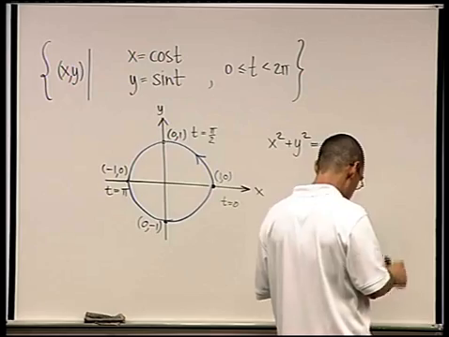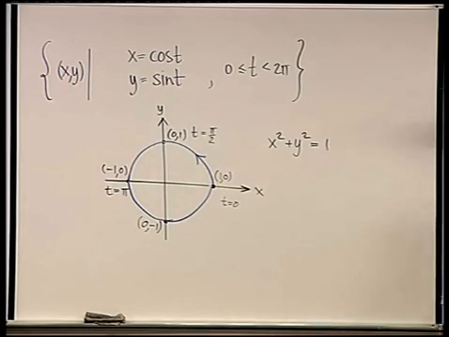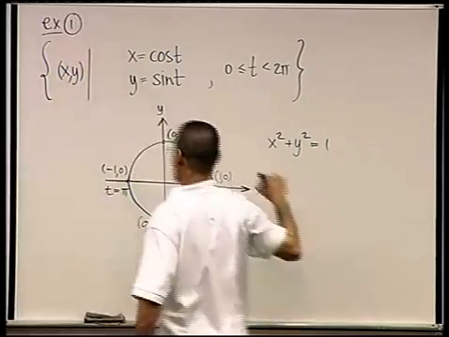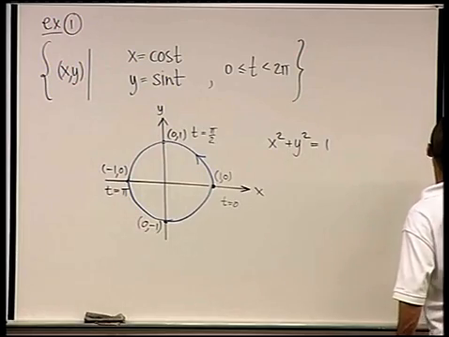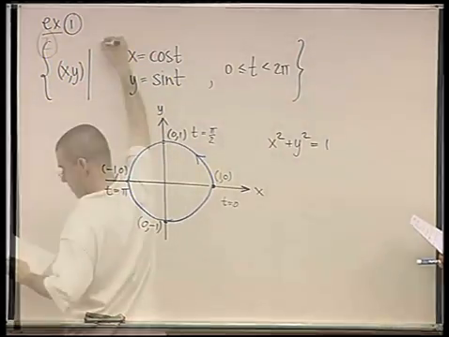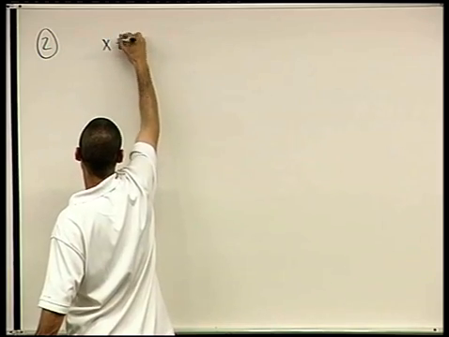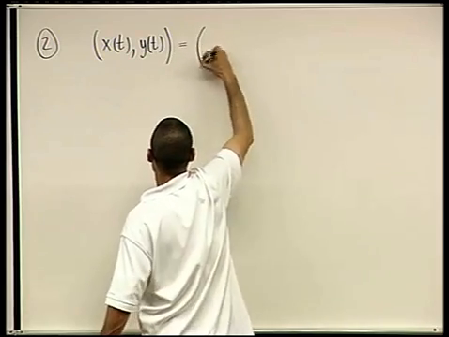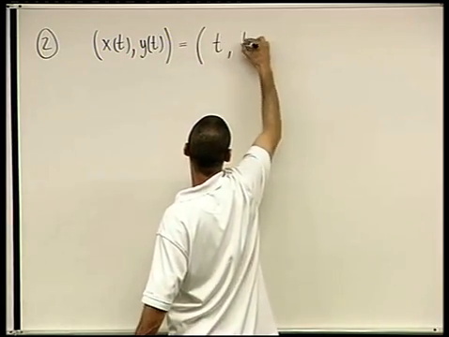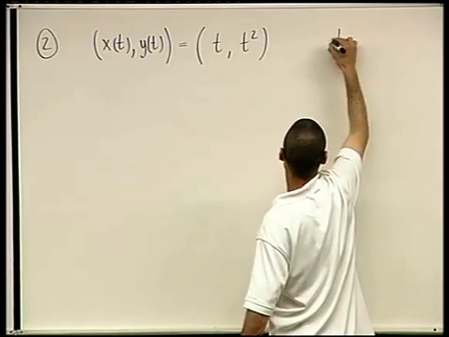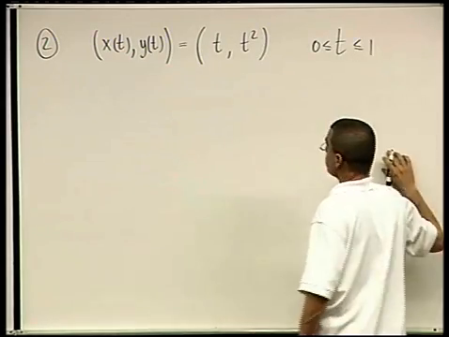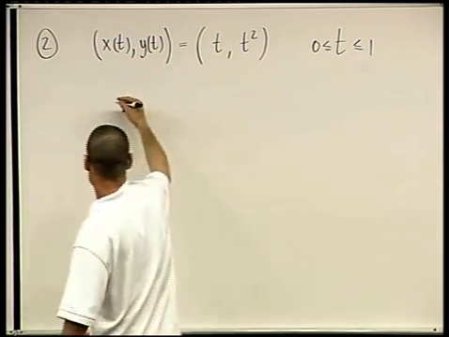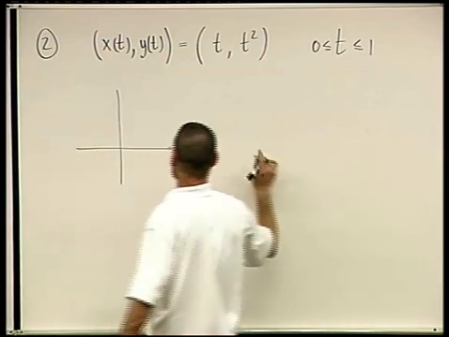For example, let's call this example 1. And this is going to be example 2. What about x of t, y of t equals t, t squared, where t ranges between 0 and 1? What is this thing? Again, it's a planar curve. There's only x and y. So let's see what it is.